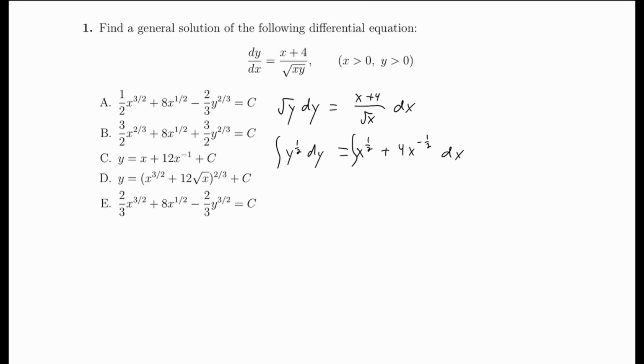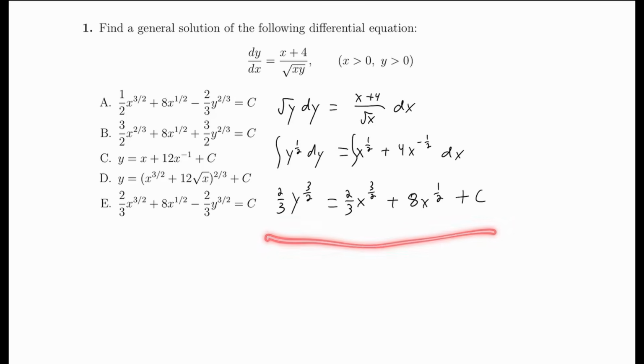We can integrate both sides here, and we will be left with y to the 3/2 with a 2/3 in front is equal to x to the 3/2 times 2/3, plus 8x to the 1/2, and our plus c here will merge both of our plus c's over to one side. Now this is a solution, but none of the answer choices are in this form. As you can see, it's going to match up with answer choice B. What they've just done is moved the 2/3 y to the 3/2 over to the right side and the c over to the other side.